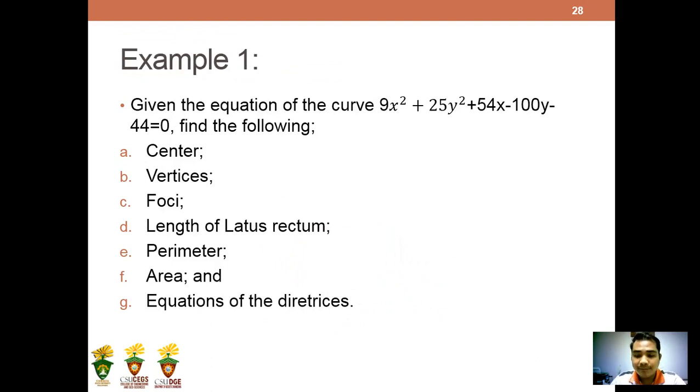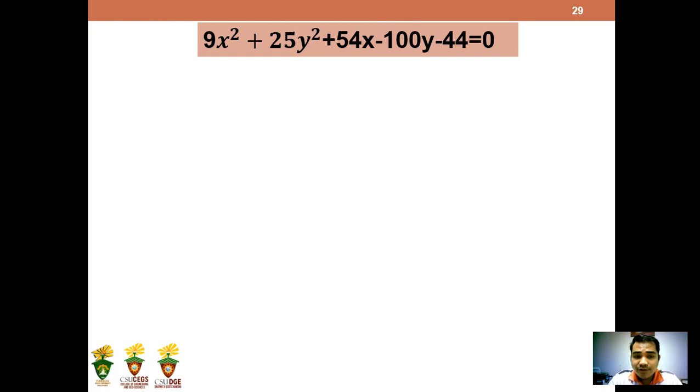Example number 1. The problem is, given the equation of the curve 9x squared plus 25y squared plus 54x minus 100y minus 44. Find the following: center, vertices, foci, latus rectum, perimeter, area, and equation of the directrix. Alright, so let's do the solution for the example number 1. So we have here the equation of the curve given kanina, which is 9x squared plus 25y squared plus 54x minus 100y minus 44 is equals to 0. This is the equation of the curve.